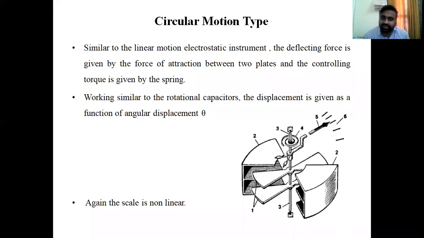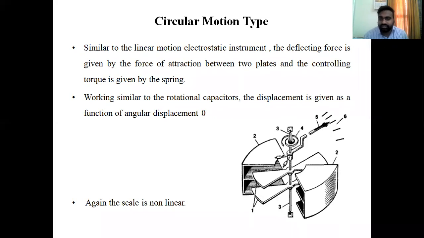But the thing is, in the linear type we discussed an instrument with two electrodes, but now we are discussing it with respect to plates. Two circular plates are placed here. This is one circular plate, and this is the other circular plate. Two circular plates are there.